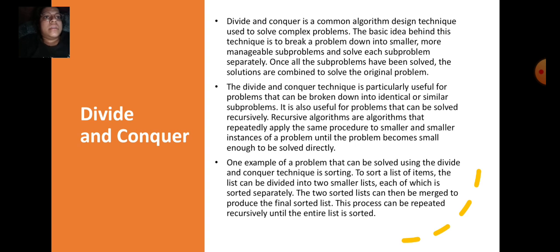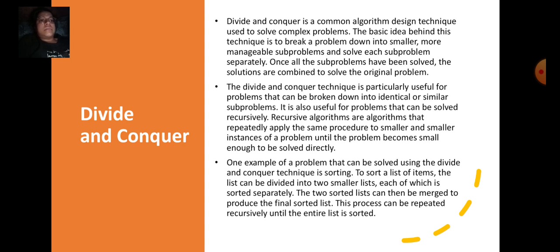Divide and conquer. Divide and conquer is a common algorithm design technique used to solve complex problems. The basic idea behind this technique is to break a problem down into smaller, more manageable subproblems and solve each subproblem separately. Once all the subproblems have been solved, the solutions are combined to solve the original problem. The divide and conquer technique is particularly useful for problems that can be broken down into identical or similar subproblems. It is also used for problems that can be solved recursively.